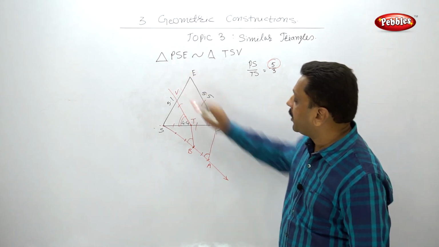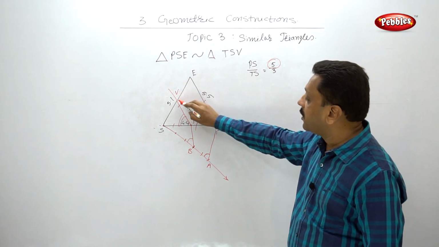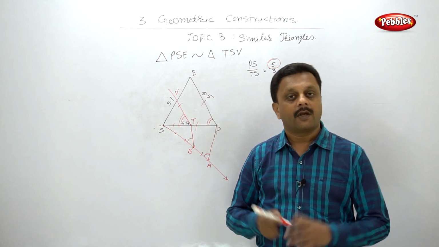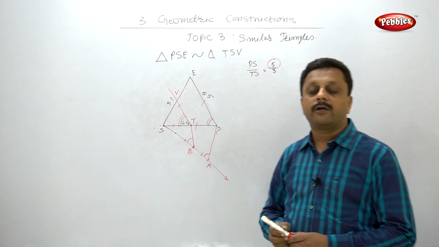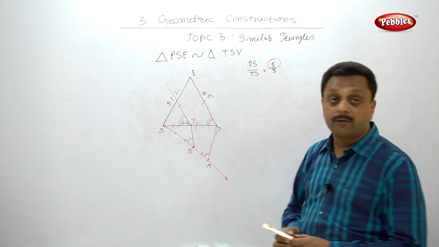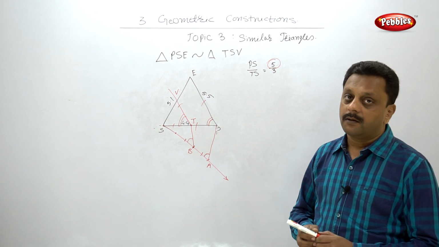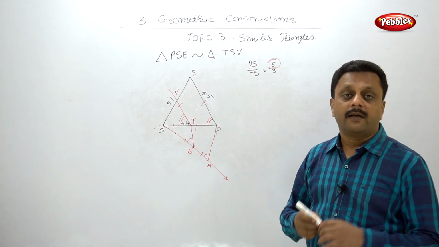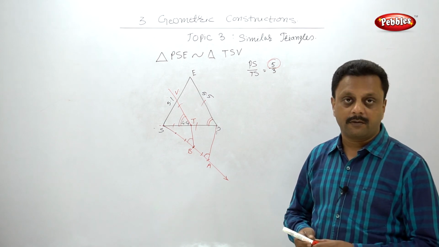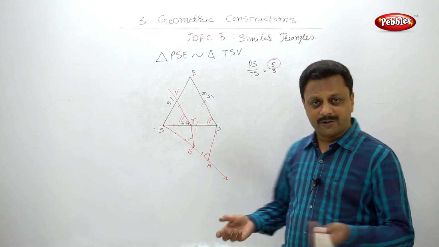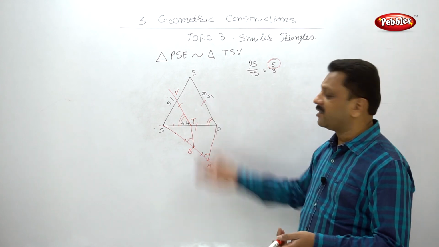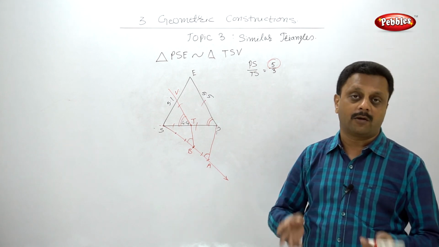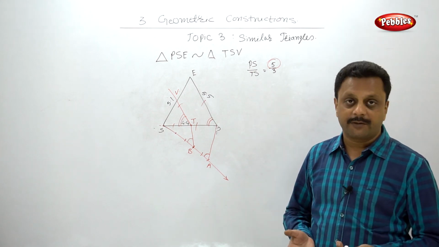I'll just connect that point and extend wherever it will cut the AC. My point V is there. Very simple. You don't have to calculate anything in this case. You have to construct the similar triangles. The same thing you can do by calculating and then constructing. But why do all those things, if you know the second method is very easy? You have to draw just two congruent angles. That's all, and your figure is complete.